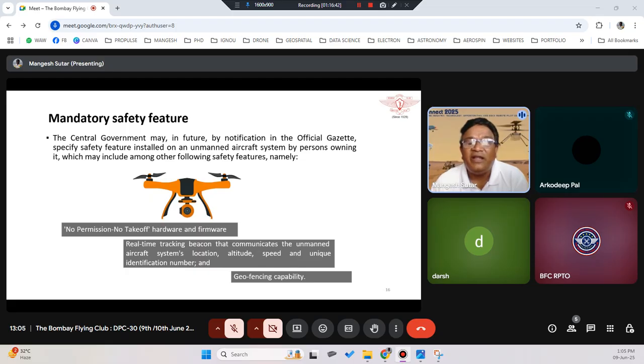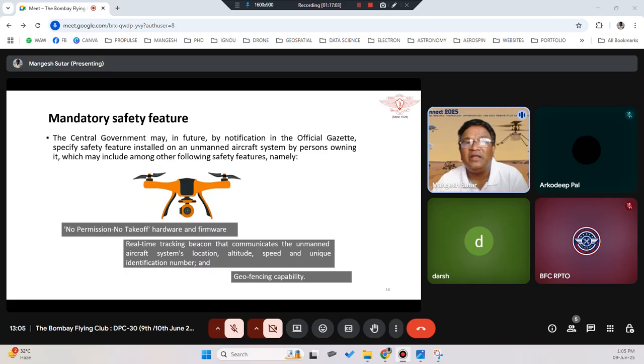So what are the mandatory features? When you are going for a type certification, there are certain mandatory features that need to be employed on the drone. There are 3 guidelines defined in the Drone Rules 2021, which are no permission, no takeoff for hardware and firmware. But as of now, this mandatory feature is not implemented.